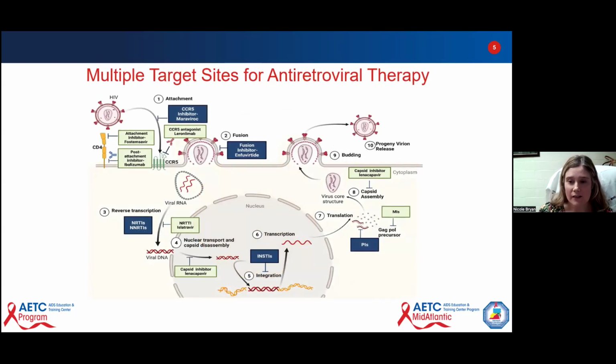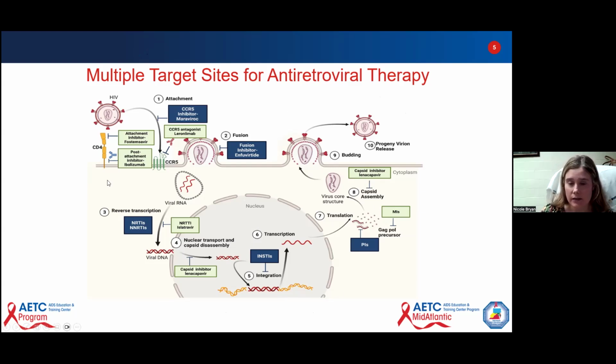We do have a lot of options. This is just a snapshot of all the different targets throughout the virus life cycle that we have for HIV. So anywhere from where the virus first attaches to the surface of the cell, when it first makes contact with its target cell, to when it converts its RNA into DNA, integrates in the host cell genome, and then starts budding off. We have different agents all along the spectrum here.